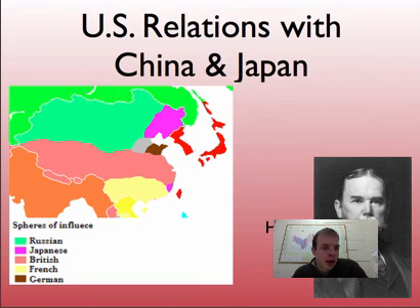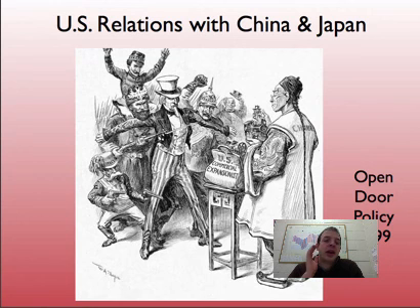This concerns America because you don't see America on that map. We wanted to be able to continue to trade with all parts of China. We wanted our missionaries to be able to continue to work spreading Christianity in all parts of China. Secretary of State John Hay decides to do something about it, and eventually, in 1899, he issues what's called the Open Door Note, which proclaims what's called the Open Door Policy.